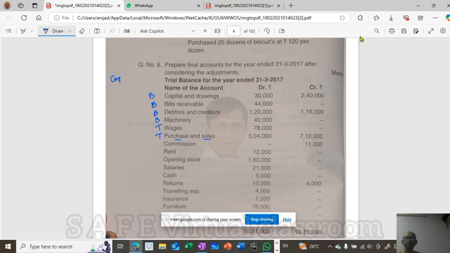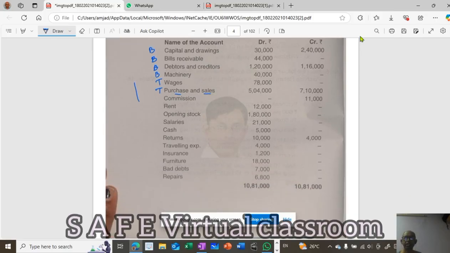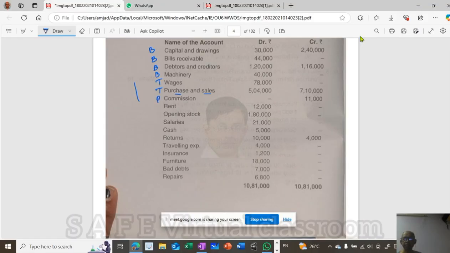So commission. Commission is an income for us, so it'll go into profit and loss. So it is other income. That's why it will go to profit and loss. Rent is an expense, so profit and loss.